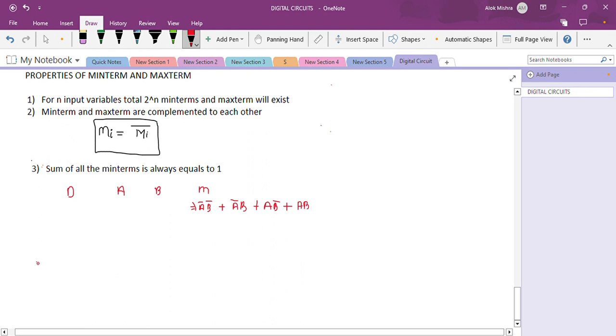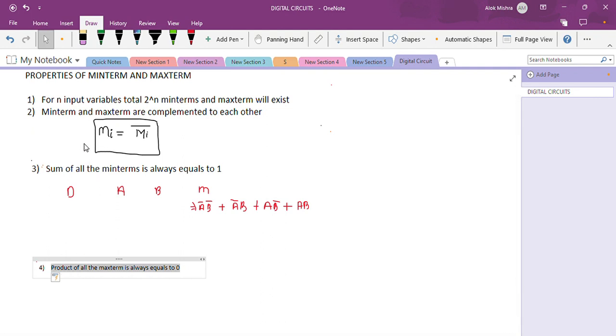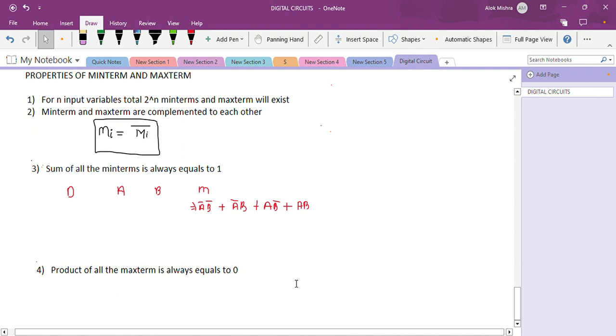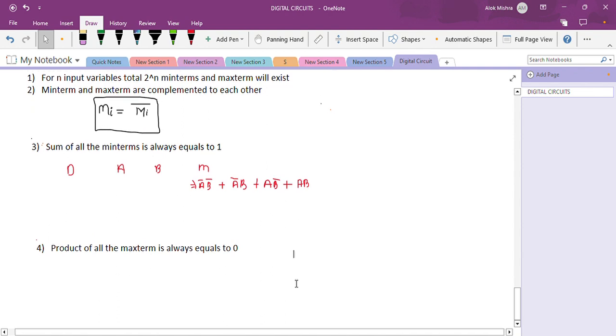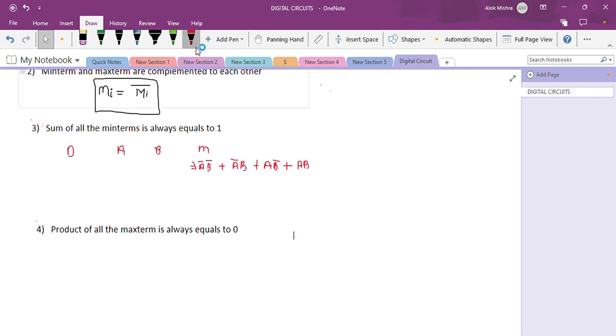Your fourth point is the product of all the maxterms. The product of all the maxterms is always equal to what? 0. So if you wanted to apply that, you can do that also. I think you already understood, or do you want me to do that? No, it's okay.